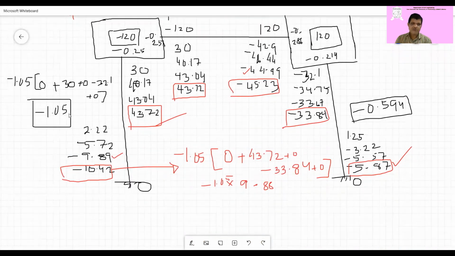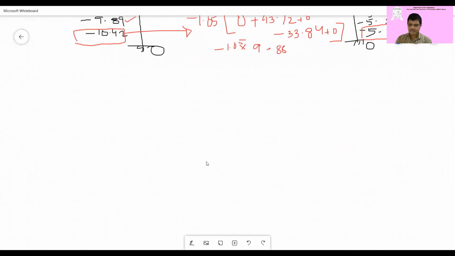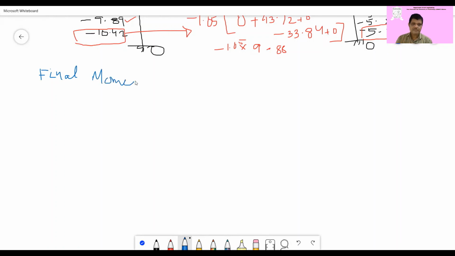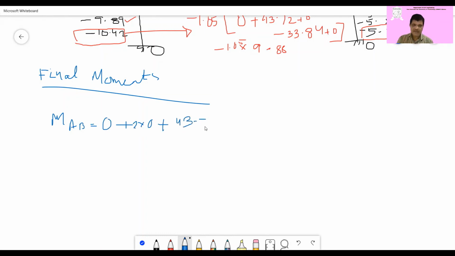So now let us go for the final moments. Now what are the final moments? So calculate the final moments now. Final moments will be like this. Now if you come for MAB, it is equal to 0 plus 2 times 0 near end plus 43.72 from far end minus 10.42 is the displacement contribution at this end. So that becomes 33.3 kilonewton meter. Write the units.